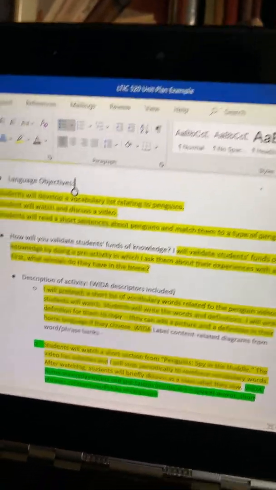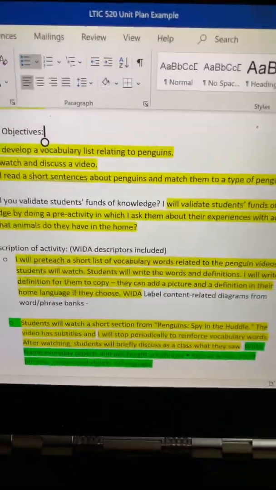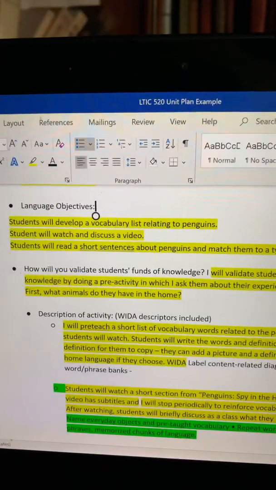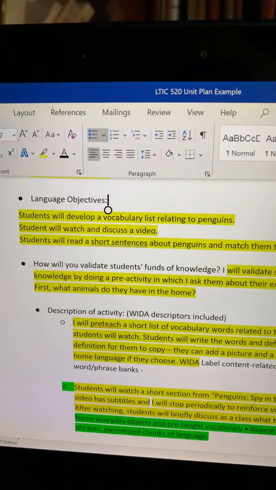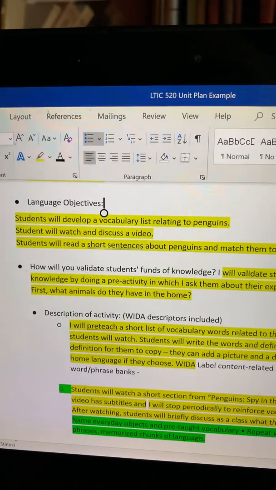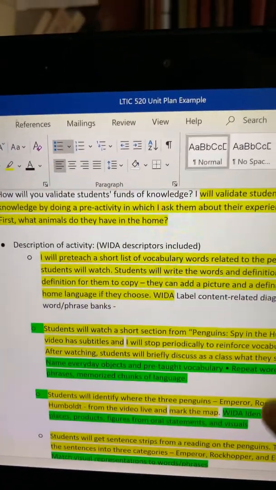So just keep in mind that with your funds of knowledge, you can ask open questions so that if students choose to write about topics, their experiences, they have a place to do that.